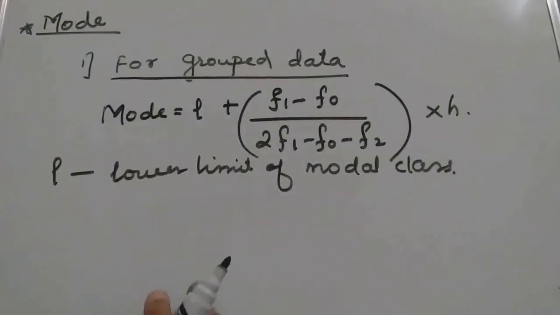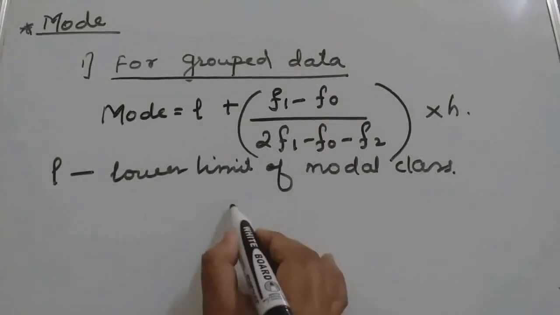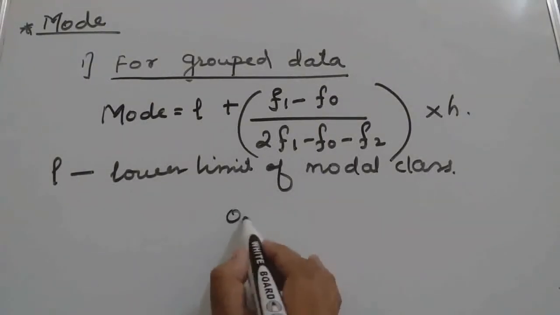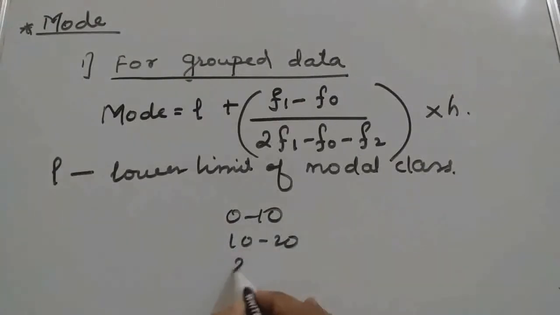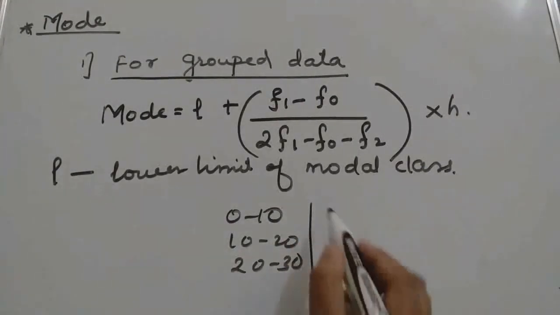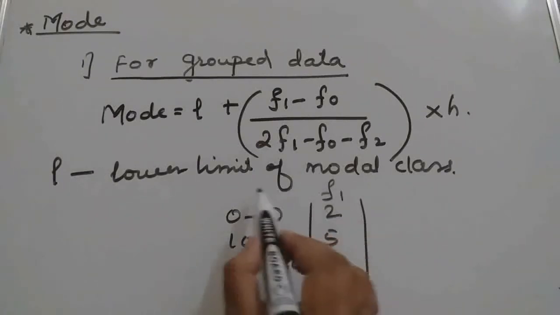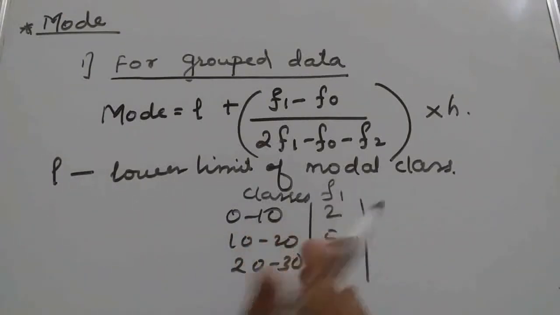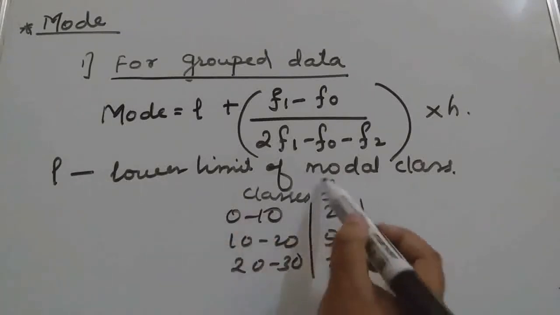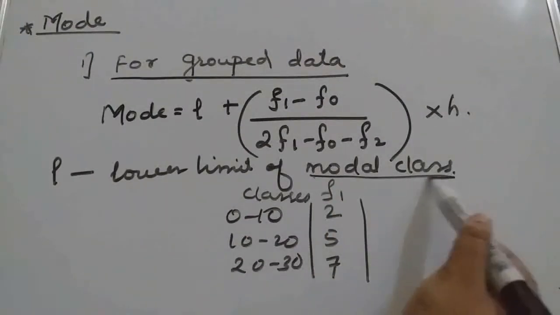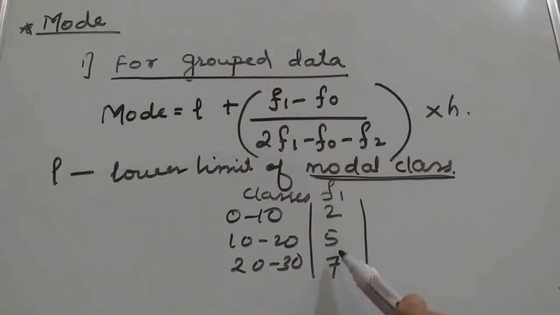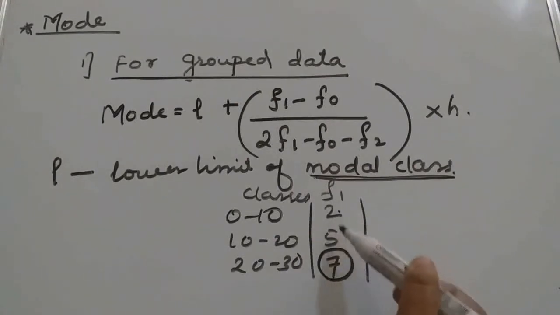What will be the modal class? In every question to find the mode of the data, they will give classes because it is for grouped data. Suppose 0 to 10, 10 to 20, 20 to 30, then frequencies 2, 5, 7. This is Fi and these are classes. For this question, what will be the modal class? The class which has maximum frequency, which is 7.